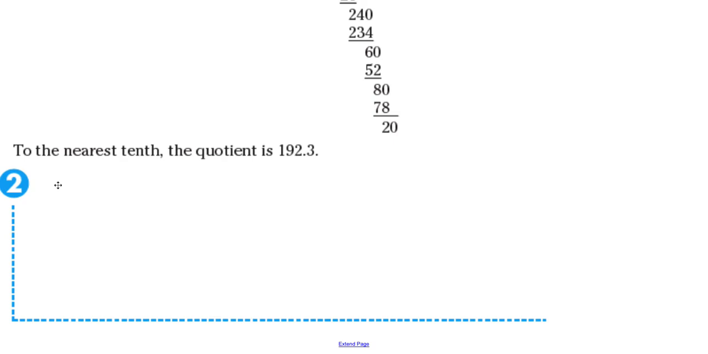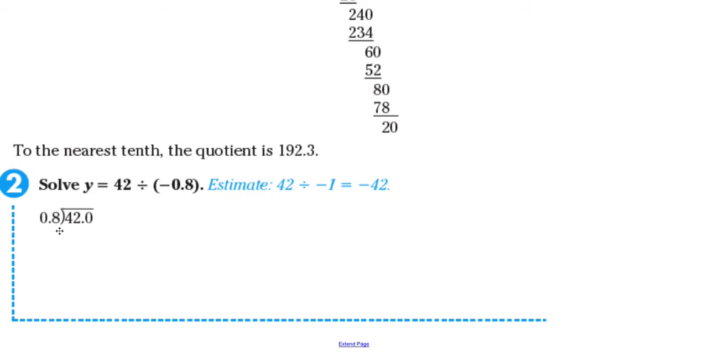Okay, let's take a look at example number 2. In example number 2, you're asked to solve y equals 42 divided by 0.8. Let's estimate again. 42 divided by 1 will give us 42. So our answer should be close to 42.